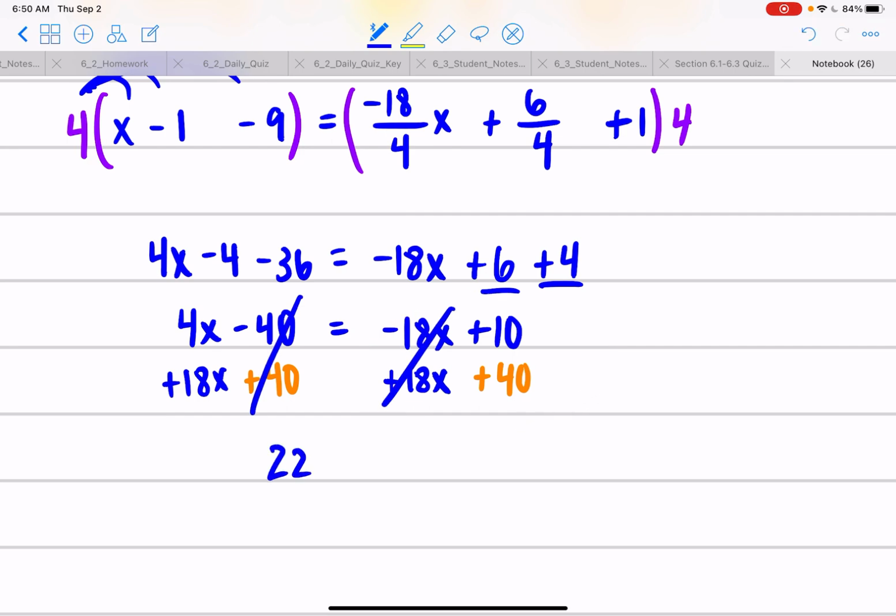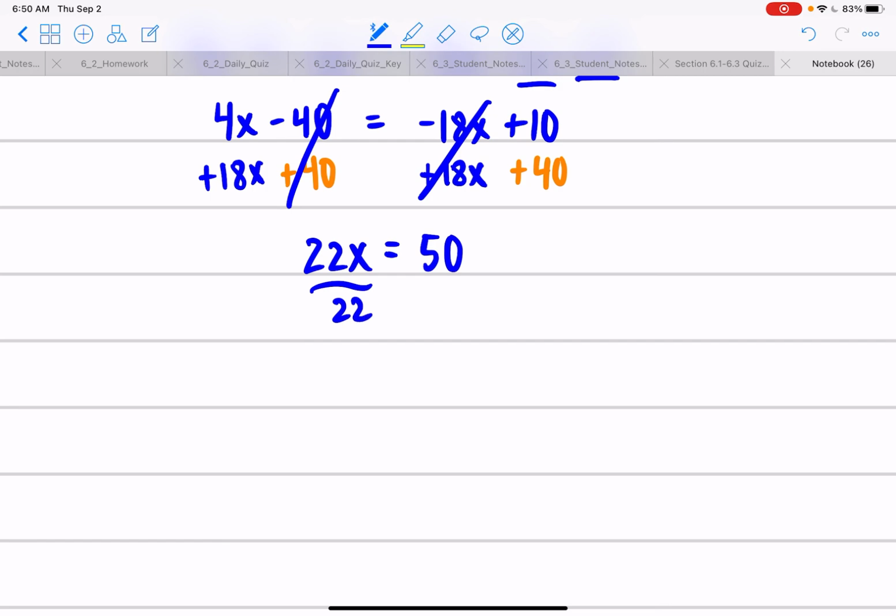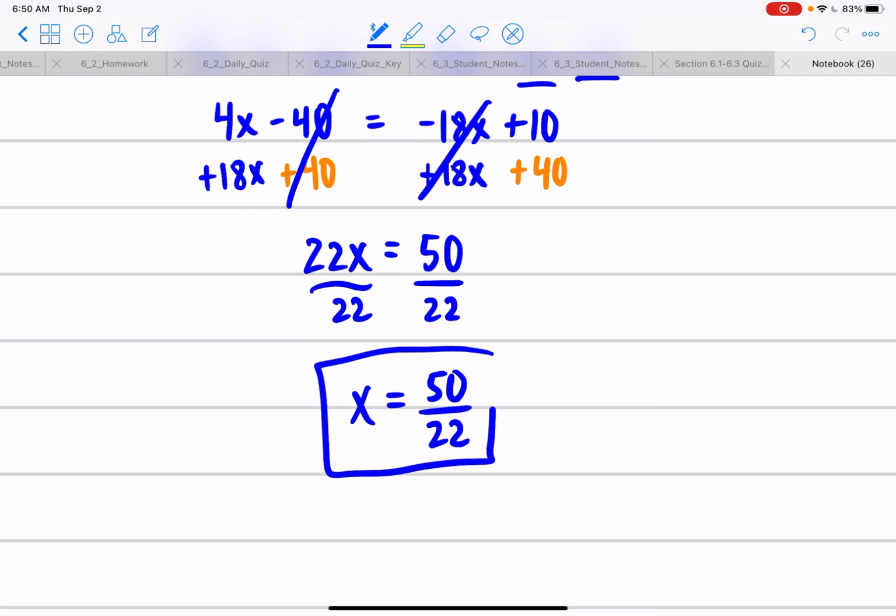I'm going to be left with 22x is equal to 10 plus 40 is 50, and then we'll divide by 22. And DeltaMath should just accept this answer. Like, you can just say 50 over 22. We like fractions like this.